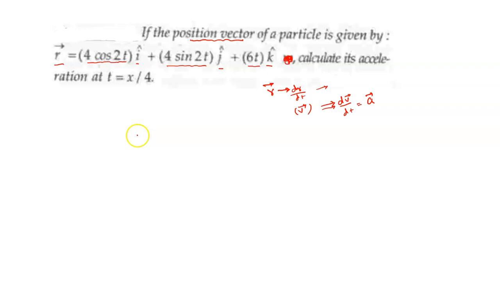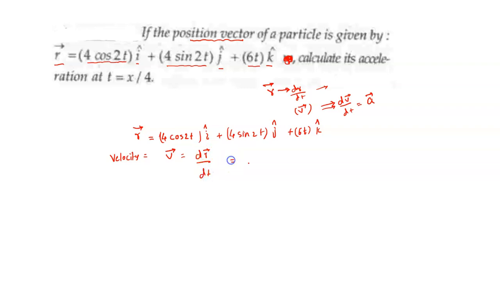So let's begin. R bar is given as 4 cos 2t i hat plus 4 sin 2t j hat plus 6t k hat. That will be helpful here. Let's go for the velocity now. What will the velocity be? Velocity v bar is equal to dr bar upon dt, so we just take the differentiation.